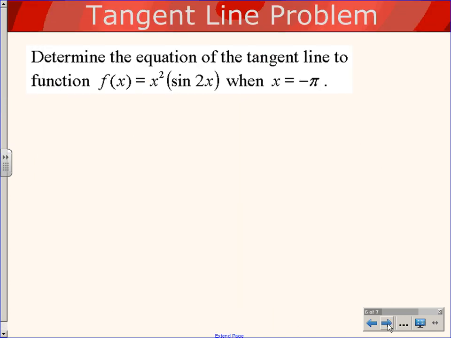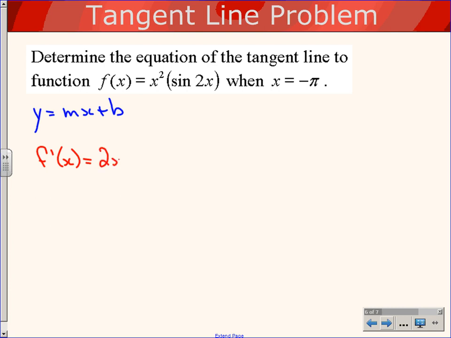Okay, last one for us to try. The derivative gets a little bit easier, but we just want to try a tangent problem again. We did one last class, and it's probably worthwhile to try. Determine the equation of the tangent line to the function when x is equal to minus pi. So we're trying to get y equals mx plus b. We're going to need the slope, which means we need the derivative. And to get the derivative of this, we're going to have to use the product rule.